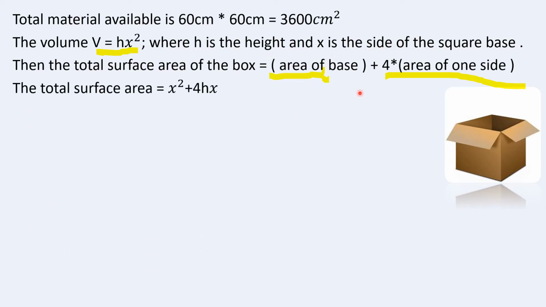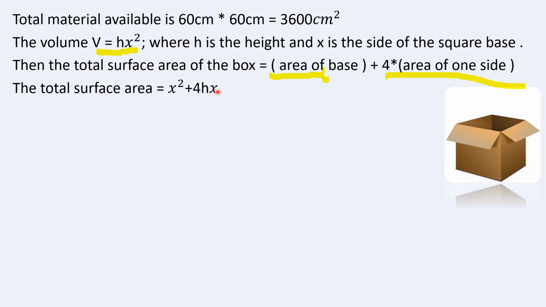Now the total surface area is the area of the base. What is the area of the square? This side times this side gives you the area, right? That is s times s, because all the sides are equal for a square. That gives us s squared, plus, to get the total surface area, we have to add the area of one of the sides times 4, because the sides are 1, 2, 3, one side is here, and then the 4th side is here. So if I take the area of this one and multiply it by 4, I get the area of this one plus this one plus this one plus this one.